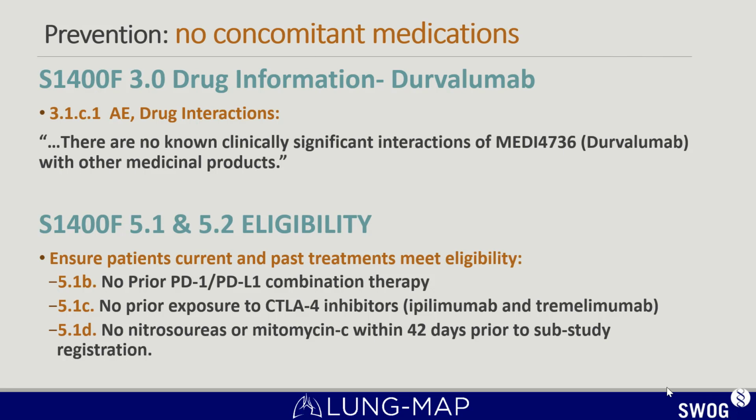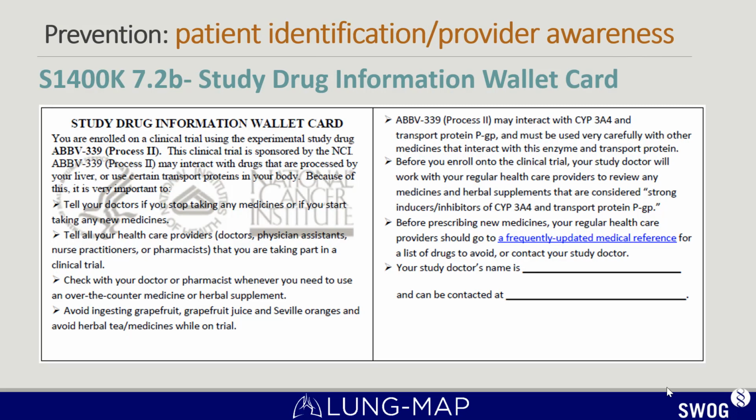On S1400-F, the protocol indicates there aren't any specific concomitant medications, and it's noted in section 3 that there are no clinical reactions with other medications. However, we really need to ensure that the patient's current and past treatments meet eligibility. So absolutely no prior PD-1, PD-L1 inhibitors, no CTLA-4 inhibitors such as ipilimumab or tremelimumab, and then no alkylating agents such as lomustine because they inhibit the DNA repair, and there's also no anti-neoplastic agents such as mitomycin within 42 days of registration to the sub-studies.